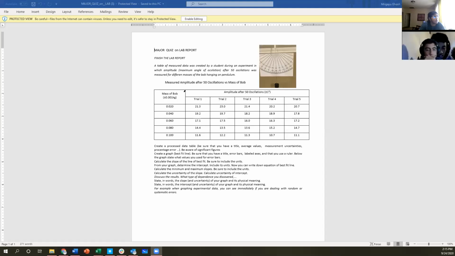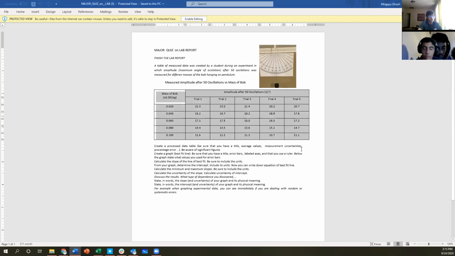Okay. All right, cool. So it says a table of measured data was created by a student during an experiment in which we're looking at amplitude. So the maximum angle of oscillation after 50 oscillations was measured for different masses of the bob hanging on the pendulum. Measured amplitude. So we're looking at the amplitude after 50 oscillations, right? Okay, good. Sorry, I just needed to visualize that in my head for a second, what's actually going on.